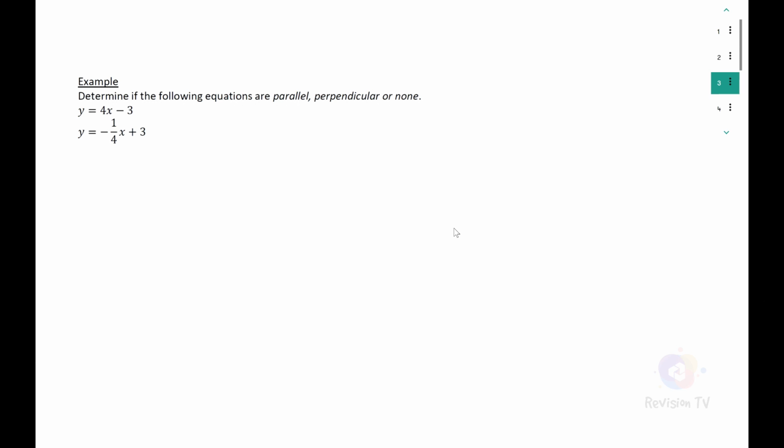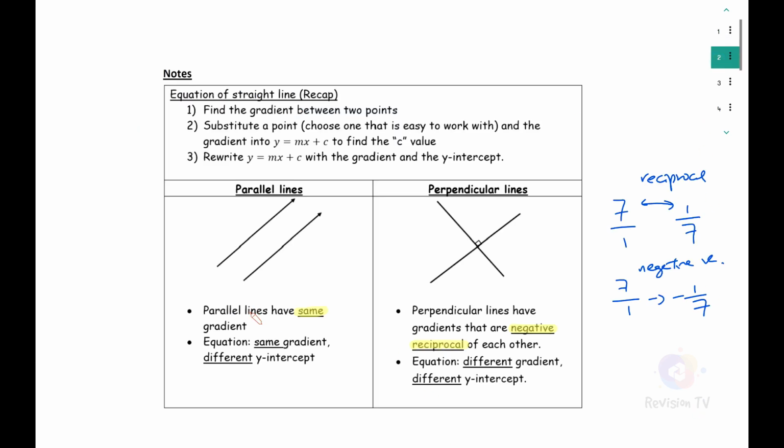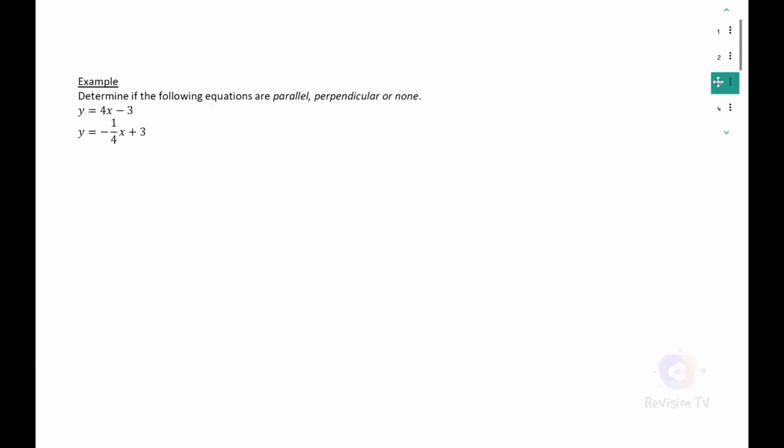Example: determine if the following equations are parallel, perpendicular, or neither. To determine this, the main thing that separates the two is the gradient. In other words, we have to work out the gradient. In y equals mx plus c, the coefficient in front of x represents the gradient. So we have to take out the gradient of each line. I'll call them L1 and L2, line 1 and line 2. For L1, the gradient equals 4, because y equals mx plus c. For L2, the gradient is negative a quarter. You take the number in front of x.